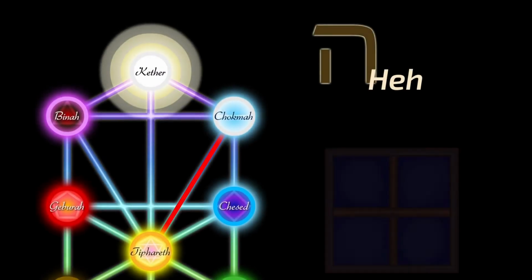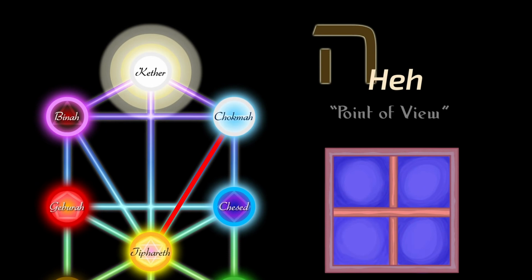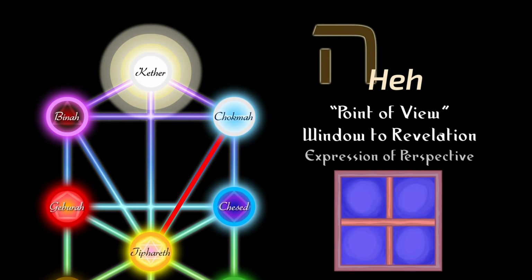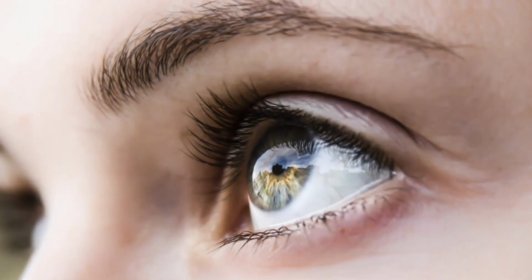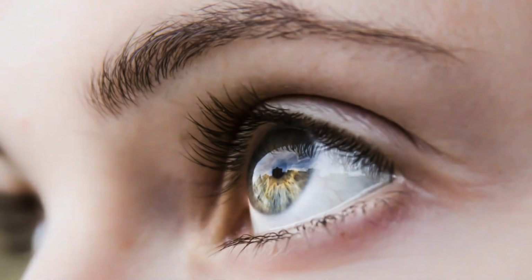Hay is symbolized by a window and represents a point of view. It is a window to divine revelation, or a perspective that has to do with the way that you express yourself. It's sort of like the concept of looking, yet not specifically looking at anything, because so far nothing is actually manifested yet in this region of the Tree of Life.